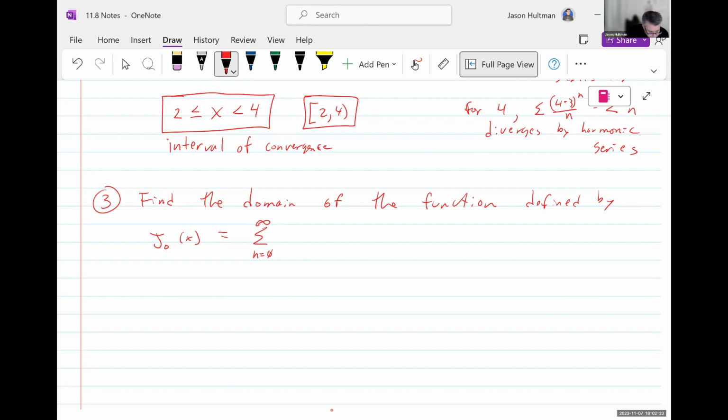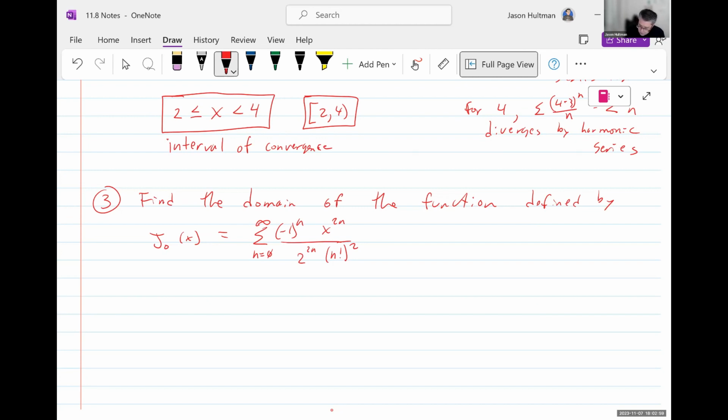of (-1) to the nth power, x to the 2nth power, all over 2 to the 2n times n factorial squared. Geez, that's a lot.